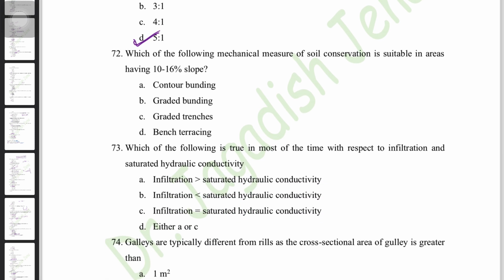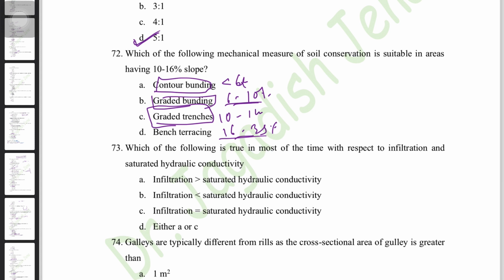Next, which of the following mechanical measures of soil conservation is suitable in areas having 10 to 16% slope? See, contour bunding is up to 6%, okay, less than 6%. Graded bunding 6 to 10%, right? Bench terracing 16 to 33%. Okay, so graded trenches, these are 10 to 16%.